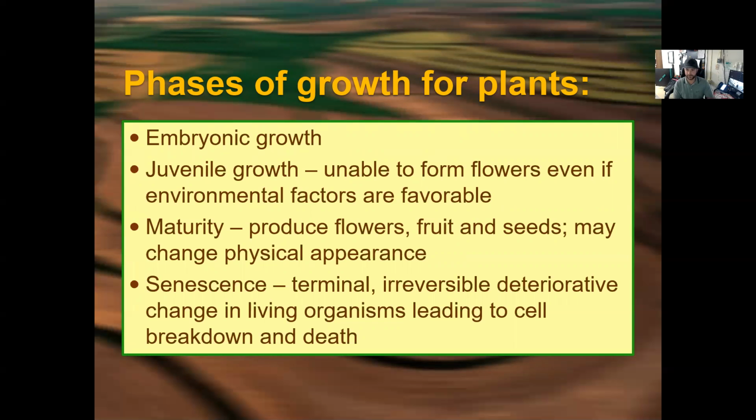So if you really look at it, it's kind of like how we grow as humans, except we don't produce flowers. But we do go through embryonic growth inside the womb, then juvenile growth growing up, then reach maturity, and then at the end, senescence.